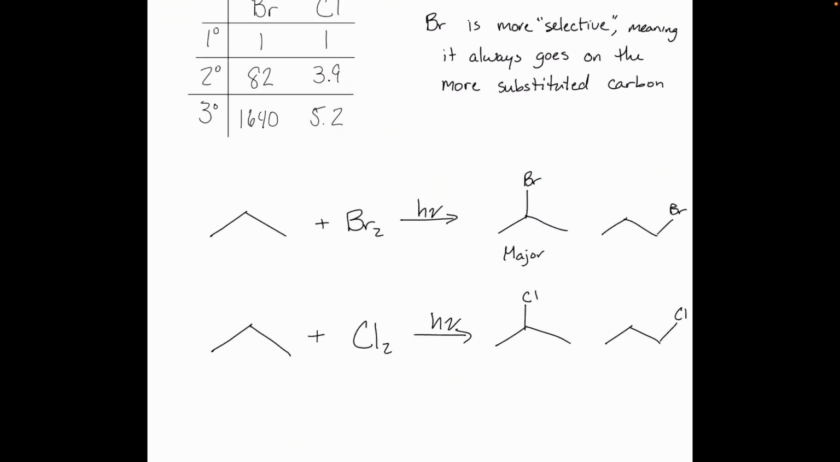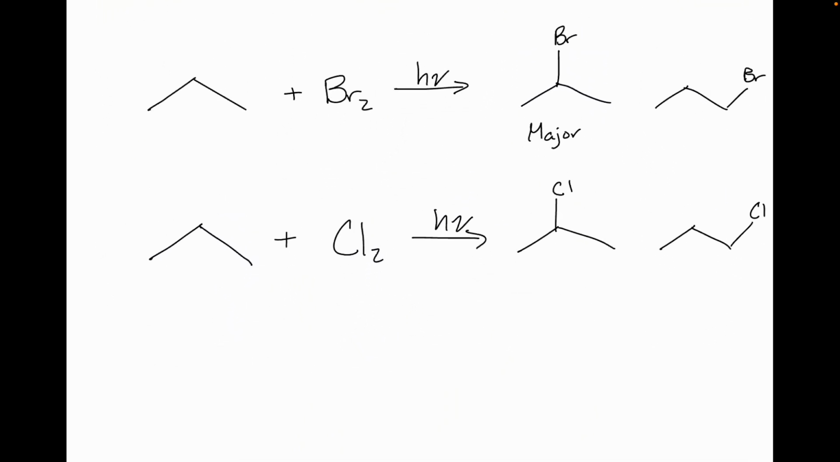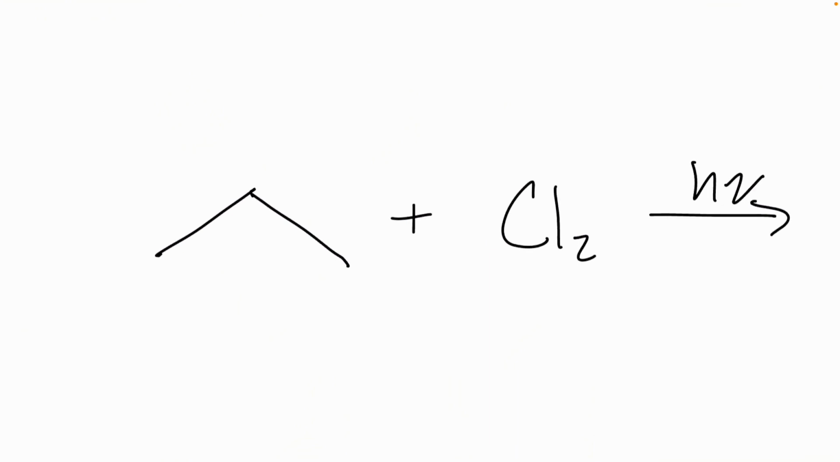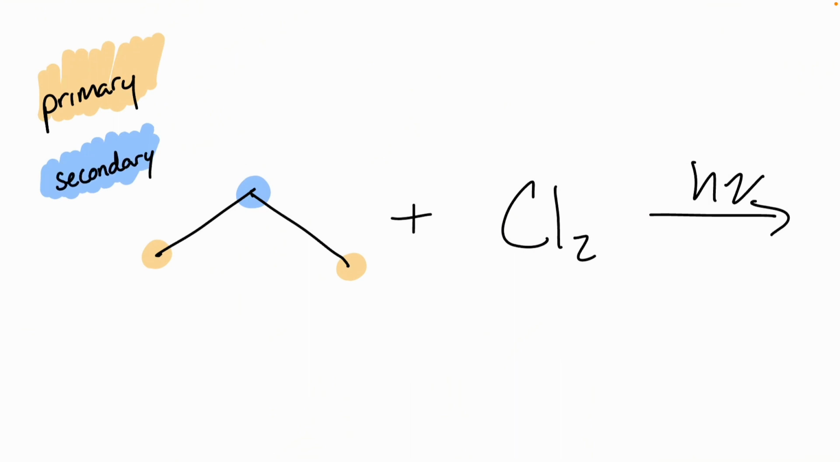Because while it's true, if we zoom in here on our reactant, that these two primary carbons are going to form less stable radical intermediates than this secondary carbon, that is true. But how many hydrogens are there on that secondary carbon? There's 2. Either one would have an equal chance of being removed in this reaction.